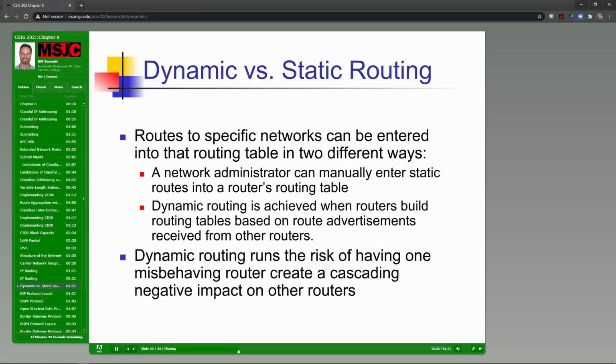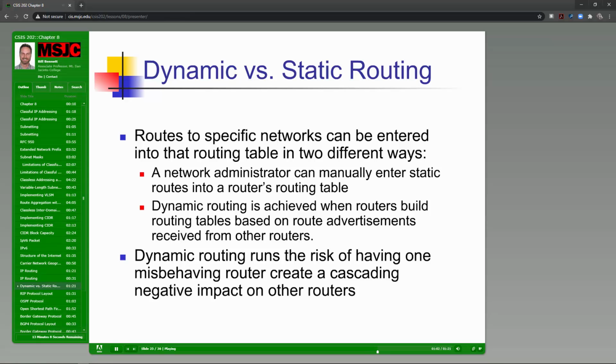So routes that are specific to networks can be entered into that routing table in two different ways: either statically, which means that a network administrator is manually entering that information into the routing table, or dynamically, which means that the routers are exchanging tables with each other based on what are called route advertisements. And as these route advertisements are sent by one router and received by other routers, the recipients are building their routes based on the information that they're receiving in these advertisements.